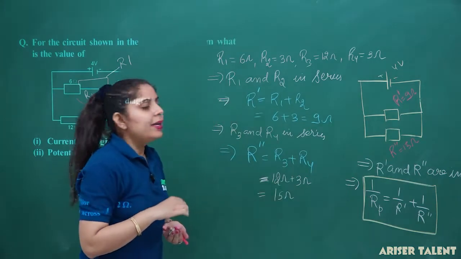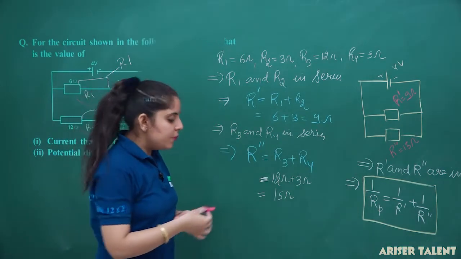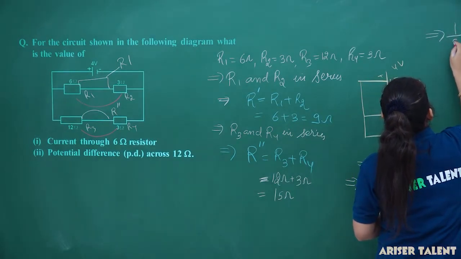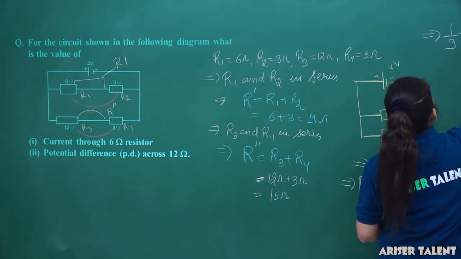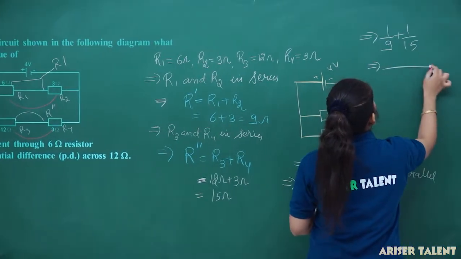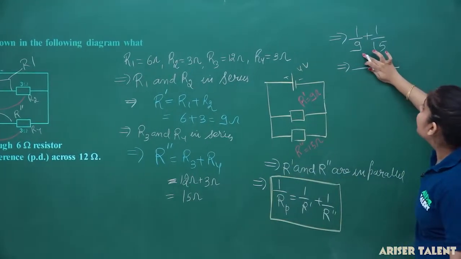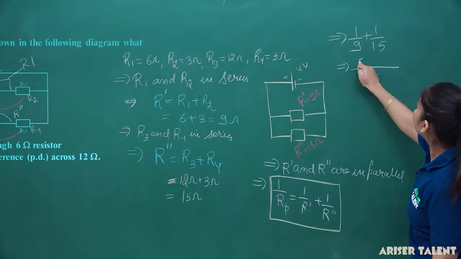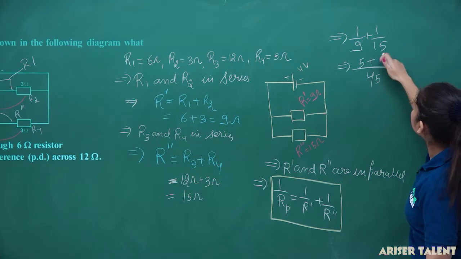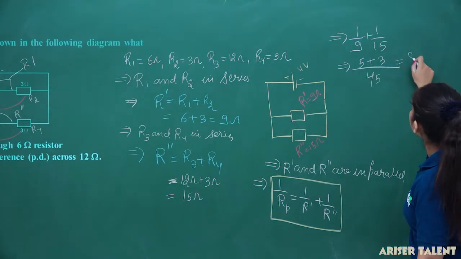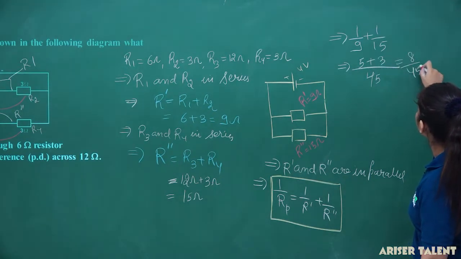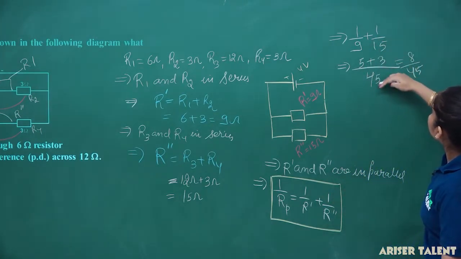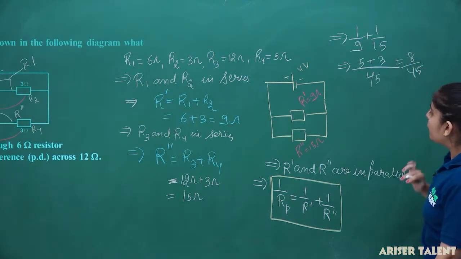So it came out to be 1 upon 9 plus 1 upon 15. So I can write here 1 upon 9 plus 1 upon 15. And what will be the LCM here? 9 and 15 have an LCM of 45. So it came out to be 5 and 3, 8 upon 45. 9 5s are 45 and 15 3s are 45. So we will get 8 upon 45 here.